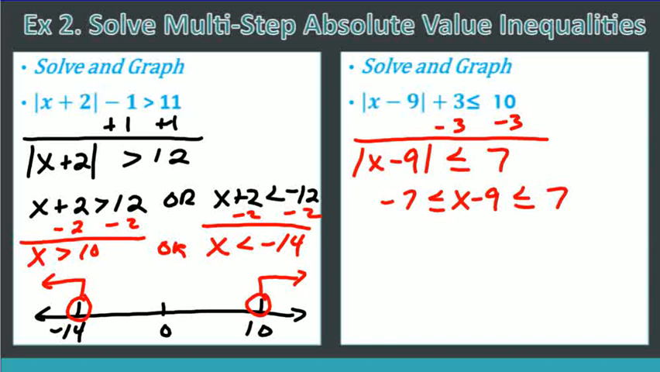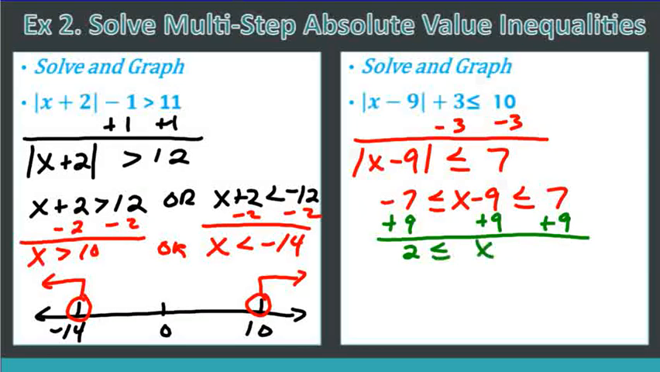Now I got to get the x by itself, so I'm going to add 9 to all 3 sides. And when I do that, I end up with 2 is less than or equal to x, which is less than or equal to 16.